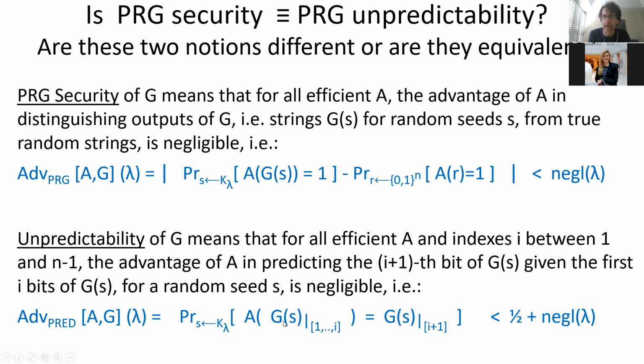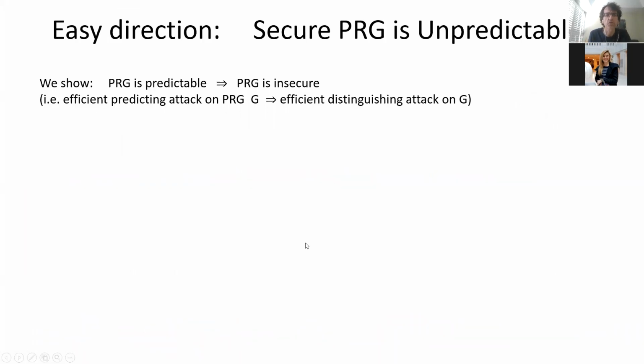Okay, I'm just repeating myself. The question is, why not the other way? So this is the easy direction: if a PRG is secure, then it's also unpredictable. Let's show it formally by contrapositive, that if this was violated, so there was some predictor, then the assumption must be violated. So that means that it cannot be a secure PRG.